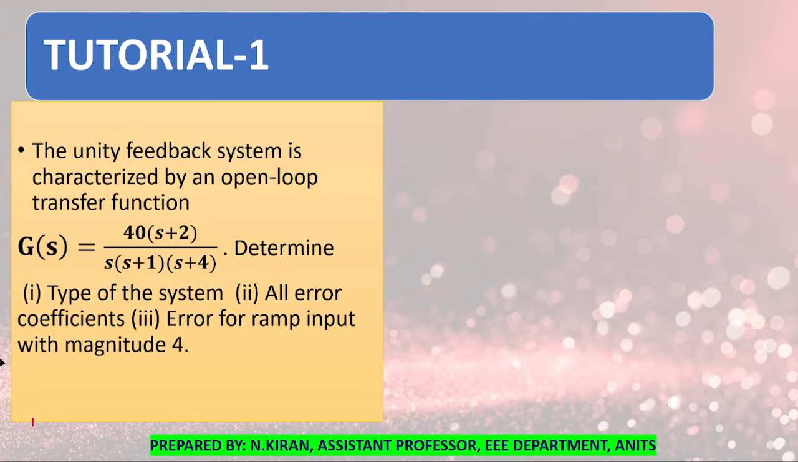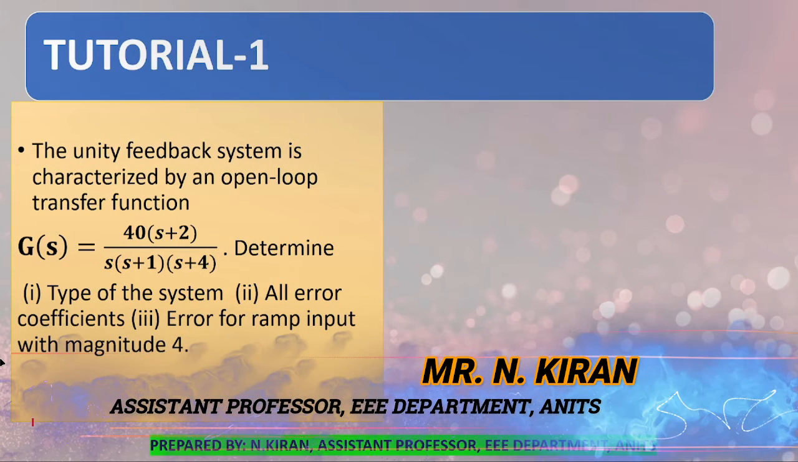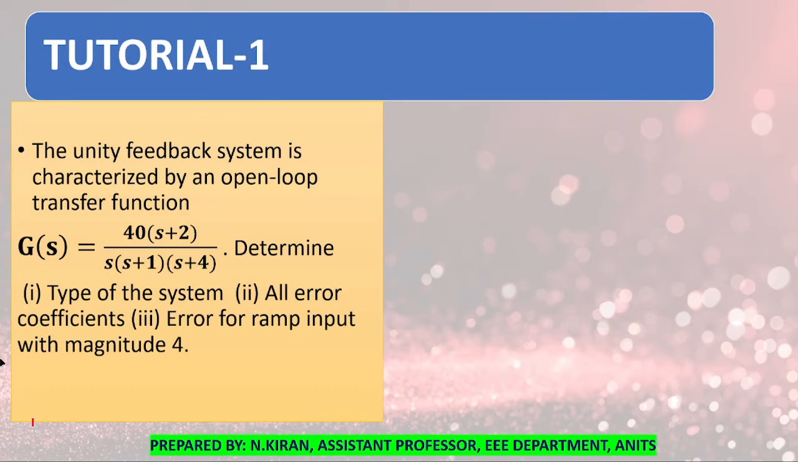In the first sum, it is given that the unity feedback system is characterized by open loop transfer function G(s) = 40(s+2) / [s(s+1)(s+4)]. We are asked to find the type of the system, all error coefficients, and error for ramp input with magnitude 4. So in the denominator, since the power of s is 1, it indicates that there is one pole at origin. Therefore, the type of the system is 1.